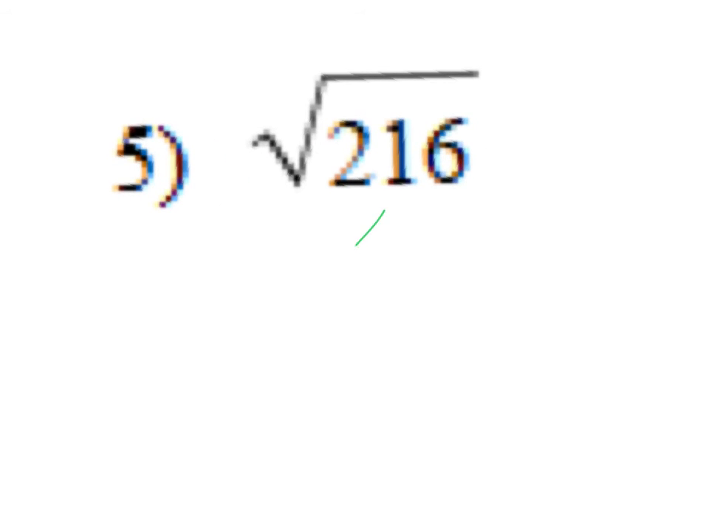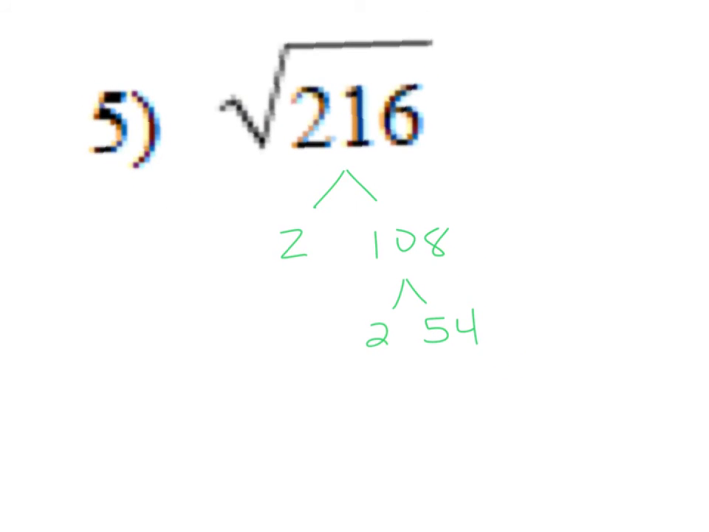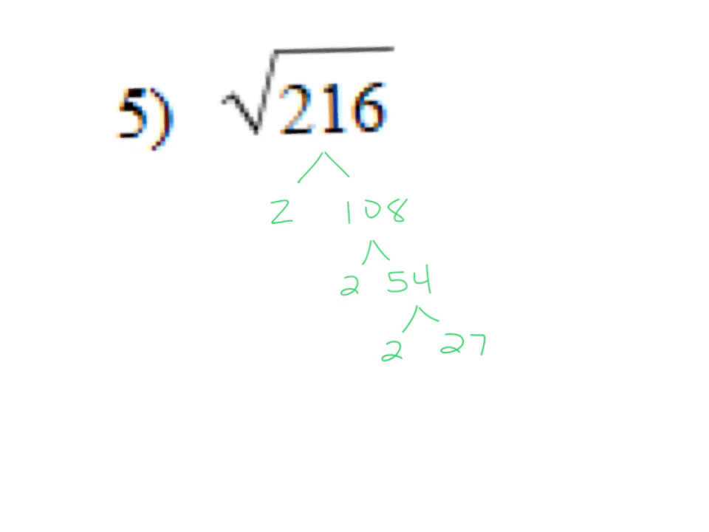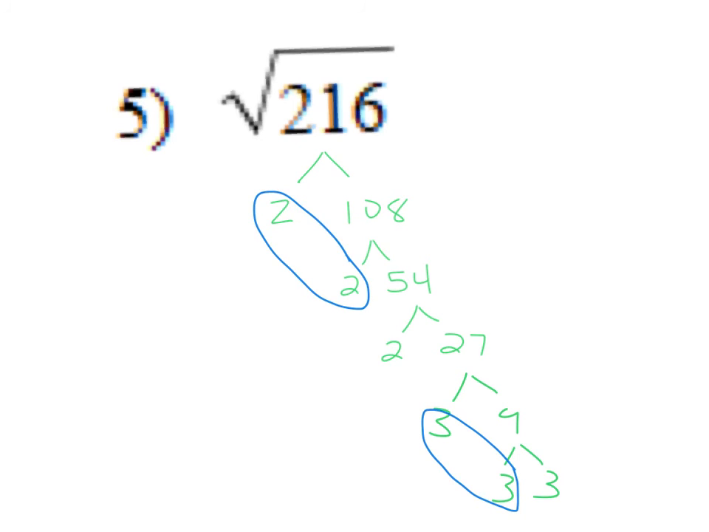Okay, 216. Let's go ahead and break this down. 216 divided by 2 will be 108. And then I'm going to get 2 and 54. And then 2, 27. See, 27 will go to 3 times 9. And then 9 will go to 3 times 3. Okay, so again, pair them up, move them out. Pair of 2s, pair of 3s. So both of these move out, right? So that would be 2 times 3 is 6.